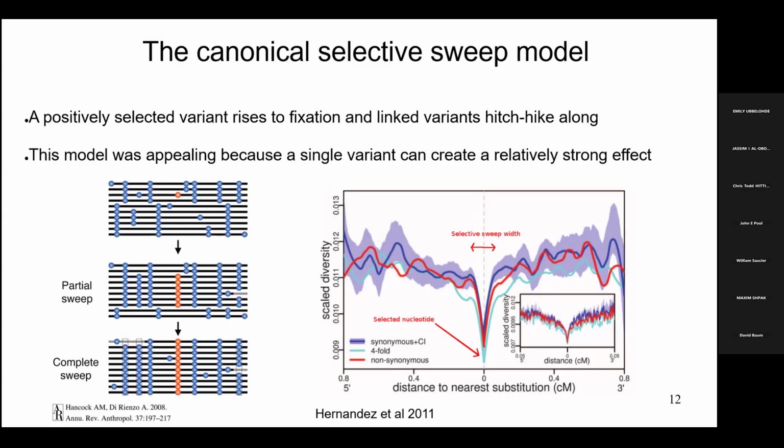So this was studied by Ryan Hernandez back in 2011. About the canonical selective sweep, where we have diversity being reduced near this focal site that was subject to positive selection, and it recovers around it by means of the process of recombination that tends to decouple the evolutionary history of sites in some terms.